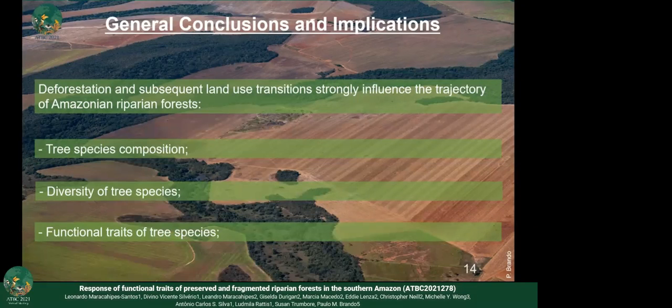Deforestation and subsequent land use transition strongly influence the trajectory of Amazonian riparian forests because they change the composition of tree species. It reduces the diversity of the tree species. Finally, it alters the functional traits of tree species.